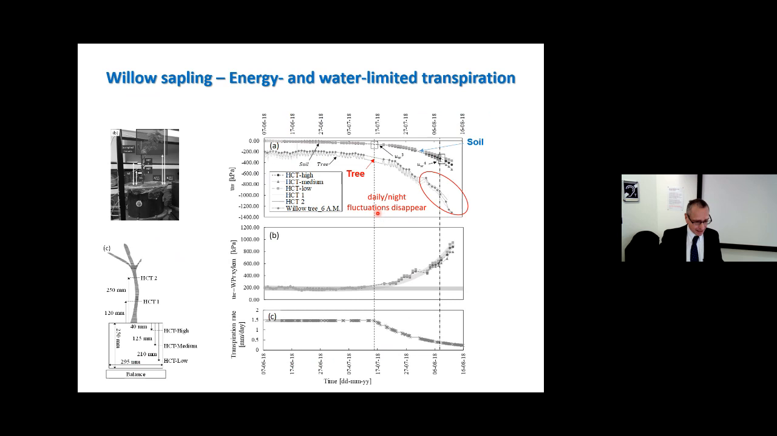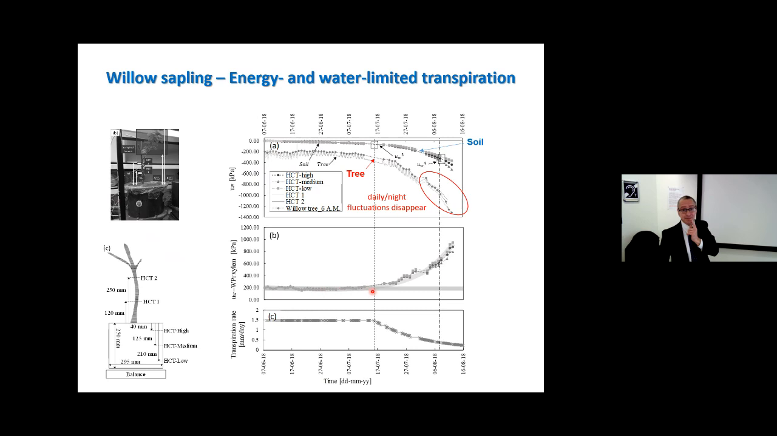This is the simultaneous monitoring of the suction in the soil and the suction in the leaf. You see that the suction in the leaf or in the plant goes up and down because you have the day and night cycles. The stomata are opening during the day and closing during the night. What you see here is the difference between the suction in the soil and the suction in the plant. And here you have the measured transpiration. So you see that when the transpiration is constant, you are in the energy limited regime. The difference remains constant.